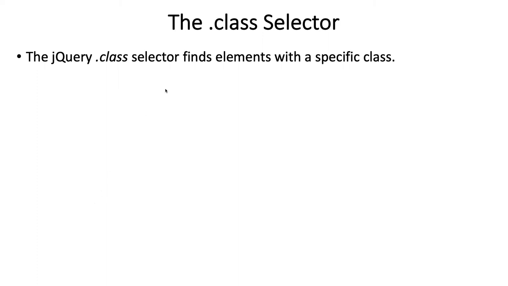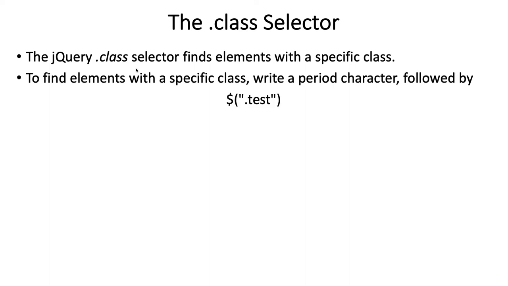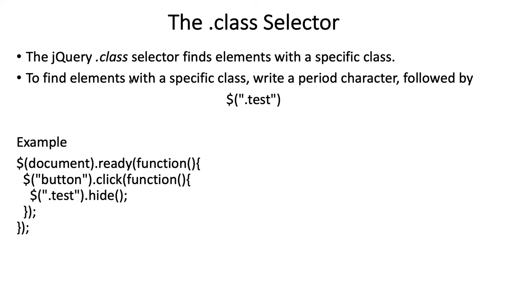The dot class selector identifies a specific class. To find an element with a specific class, write it with a period. So we're saying everything of class test we're going to hide.